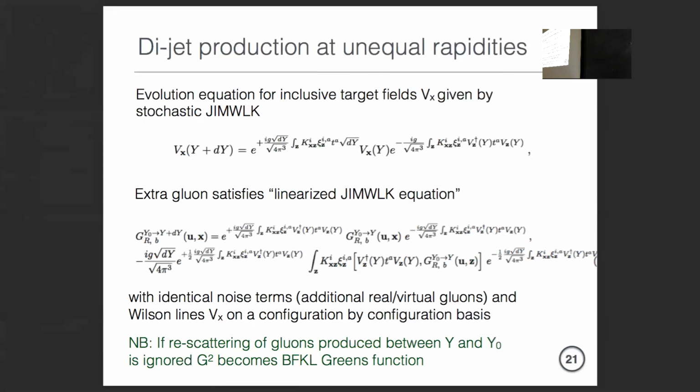I wrote it down here. You can write this in many different forms, all of which are equivalent for small step size. But basically there's some color rotation and some kind of emission term, if you want. The point is that the Wilson line itself, plus the Wilson line and the extra gluon, are the objects evolving in the same cascade. So when I write something like this, the noise terms corresponding to the various real and virtual emissions, as well as the Wilson lines, are identical between the two evolution equations on a configuration-by-configuration basis.